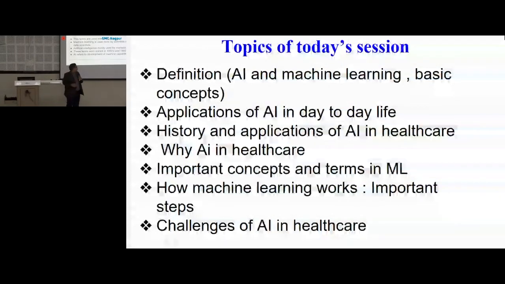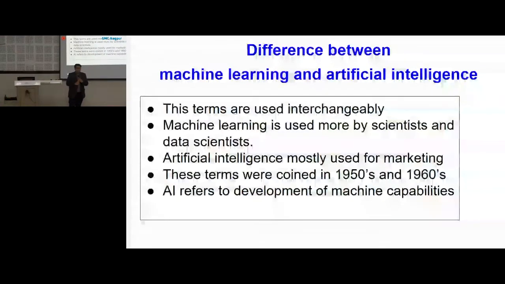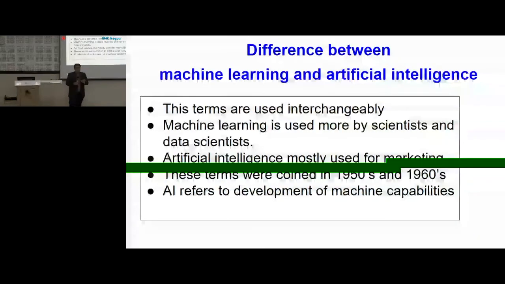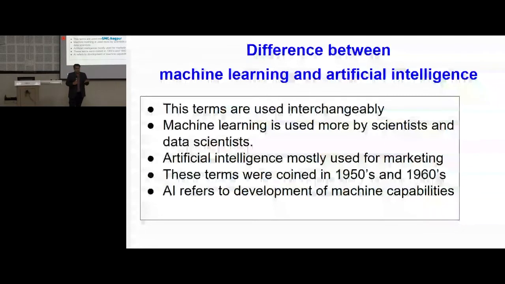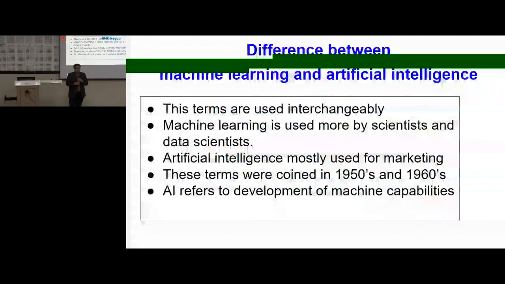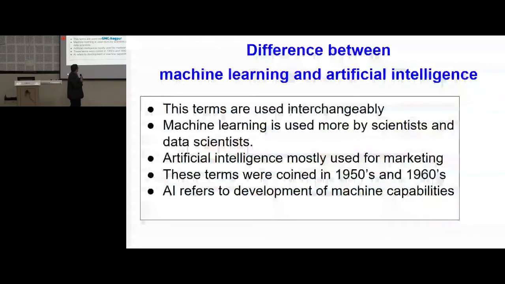So what is the difference between artificial intelligence and machine learning? A lot of people use these terms interchangeably. Basically, they mean the same thing. Machine learning is a term more used by data scientists who are working deeply in machine learning. For common people like us, AI is the term used to tell the same thing. So it is basically one and the same thing. For marketing purposes, AI is basically used. AI refers to the development of machine capabilities.